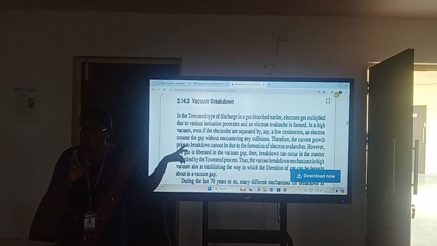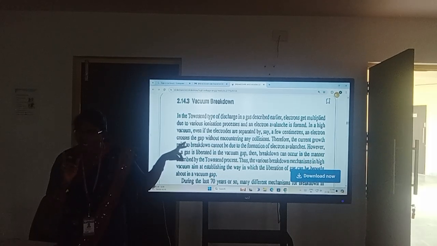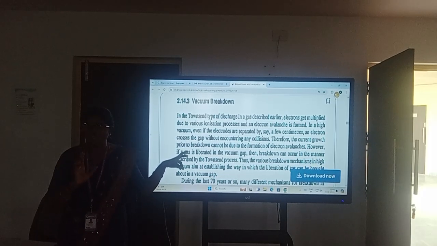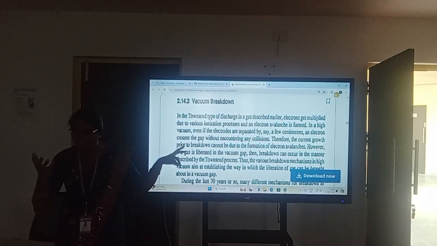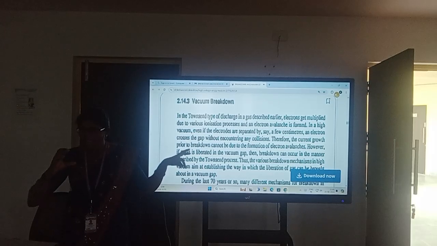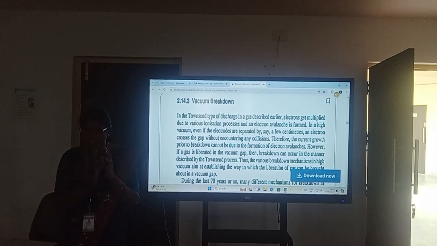What happens during ionization? The electrons are getting multiplied. Okay, the electrons are getting more in number. That is, the current is getting a higher value. Due to the high value of current, what is happening? Our insulator will be under a certain rating.